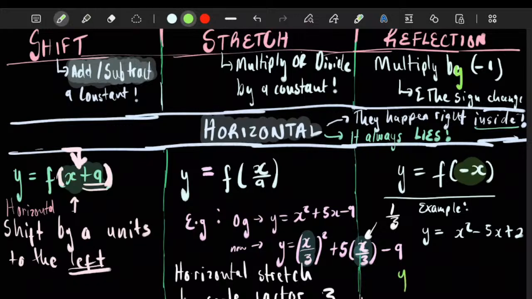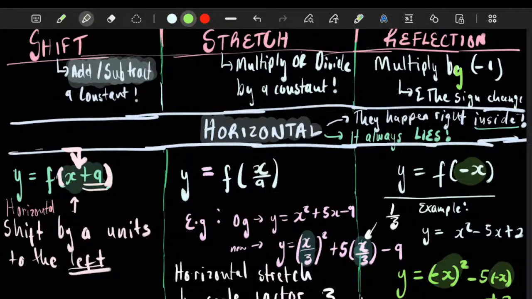If we say y is equal to, for example, let's say the negative is inside. It's negative of x, then squared. Then it's minus 5 by negative x, which will obviously become plus 5x, then plus 2. So this negative of x squared will eventually just stay as an x squared. But the fact that there was a negative inside means that everywhere where there is x, we are changing to a negative x. So this is definitely a reflection.